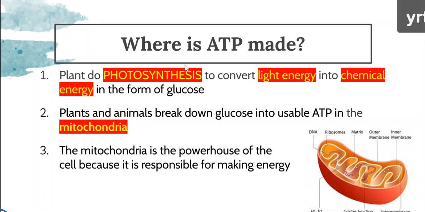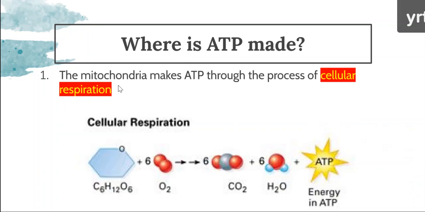So, where do we get ATP from? Plants do photosynthesis where they convert light energy into chemical energy in the form of glucose. Plants and animals are going to break down that glucose into usable ATP, and this happens in the mitochondria. The mitochondria is the powerhouse of the cell because it's responsible for making the energy. The mitochondria is able to make ATP through the process of cellular respiration, which you're going to learn more about next class.